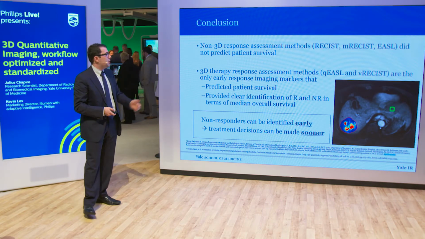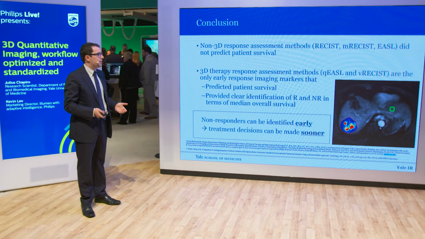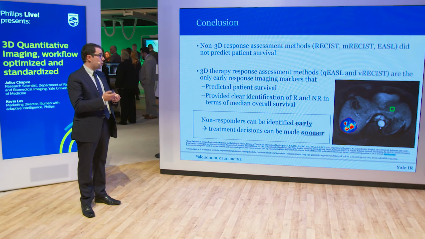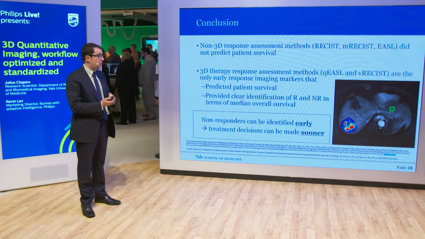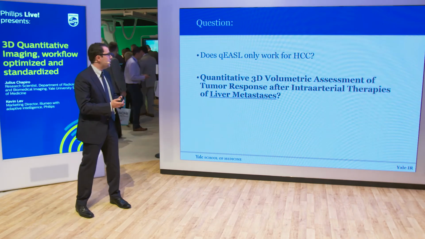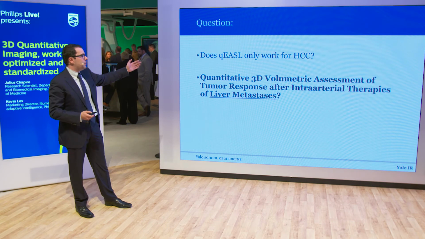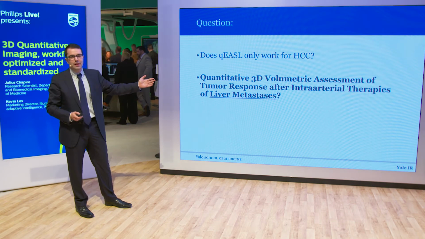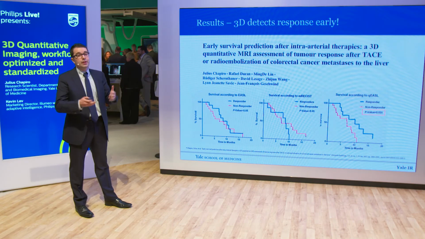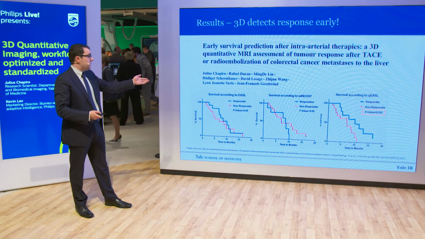So conclusions, non-3D assessment completely failed in our context, and the 3D response criteria were the only ones to be successful, to provide early and clear identification of responders and non-responders, and to be also actually relevant for the survival prediction. Now, does QEASL work for HCC or only for HCC? If you look at primary liver cancer, we actually wanted to validate that in other biologies and colorectal mets and other diseases. And the liver really offers you a lot because the liver is the main metastatic organ of most GI tumors. And here we showed the same thing.